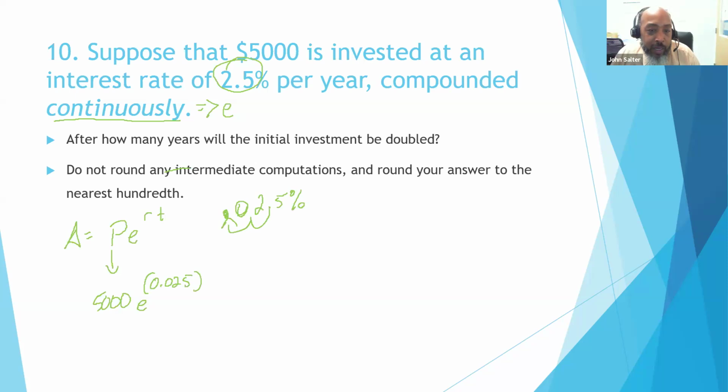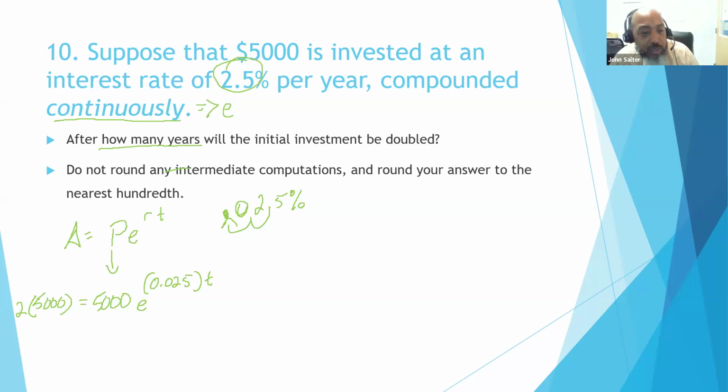And then my T value, it says after how many years? That how many tells me I don't know, so that's just going to stay a T. After how many years will my investment, my $5,000, double? So I want to know, when will 5,000 double? I'm solving for T.